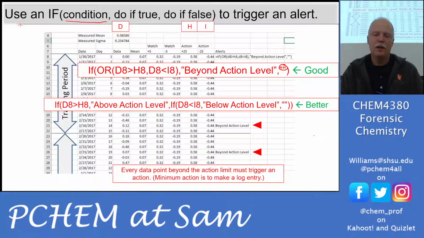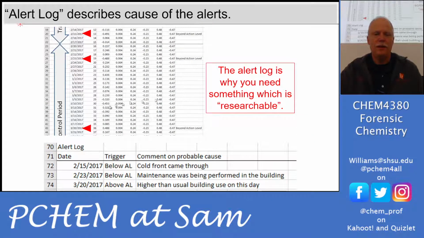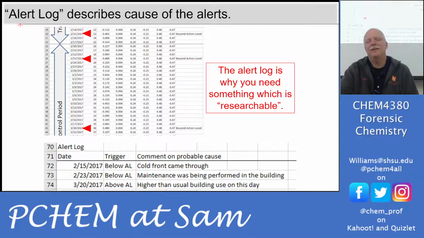Okay. So every data point beyond the action limit must trigger an action, and that action is to make a log entry. To do a little research if you're tracking stocks or something, or if you're tracking something with your own behavior like screen time or steps, then you can think about the day that was out of control and provide some input. Okay, so then this alert log, that's why it's nice to have something that's researchable. If you're doing stocks, you can get on Google Finance and try to see what happened. It's always market uncertainty based on some statement of some politician, but sometimes it's significant.